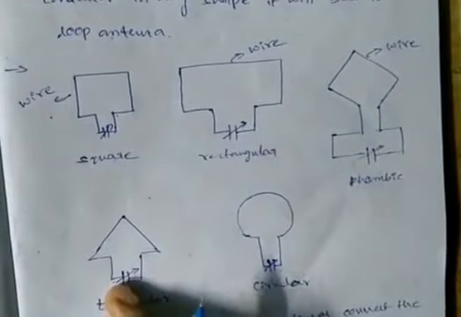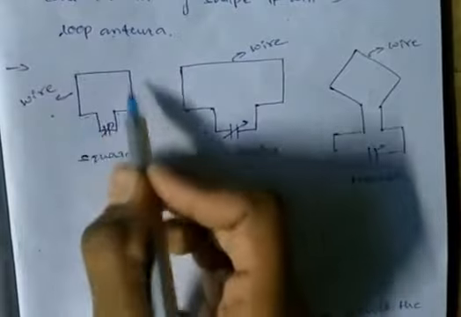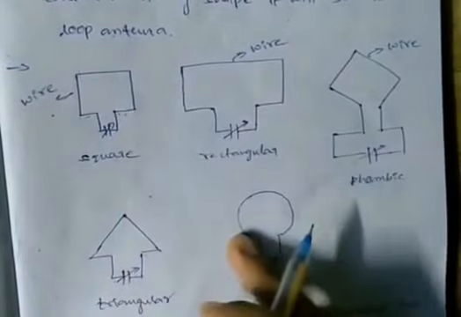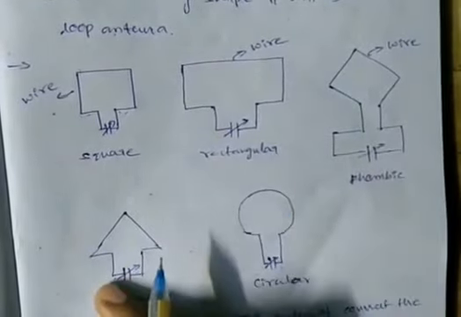See here, we have different types of loop antennas. This one is the bending wire or conductor. This one is a radiating wire or conductor. We have to bend it into different shapes. Like this, we obtain the different shapes of loop antennas.